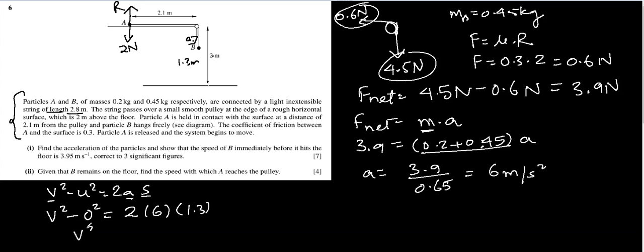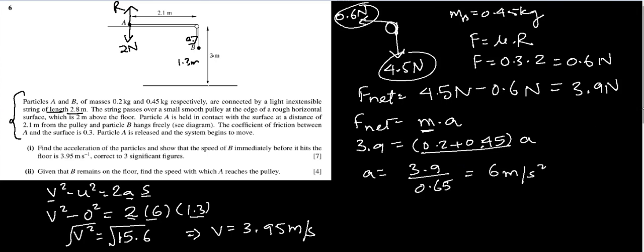So v squared equals 2 times 6 times 1.3, that is 15.6, and if we square root both sides, v comes out to be 3.95 meters per second. That's what they asked us to show.